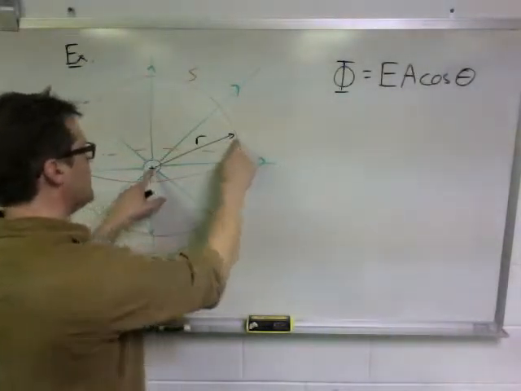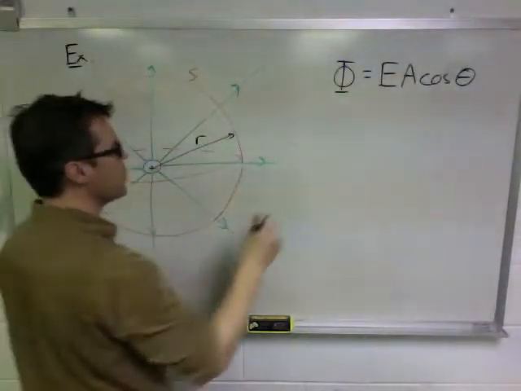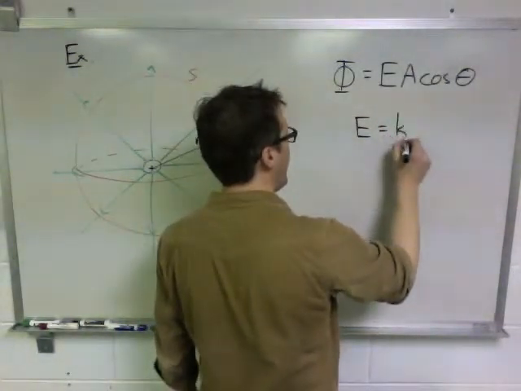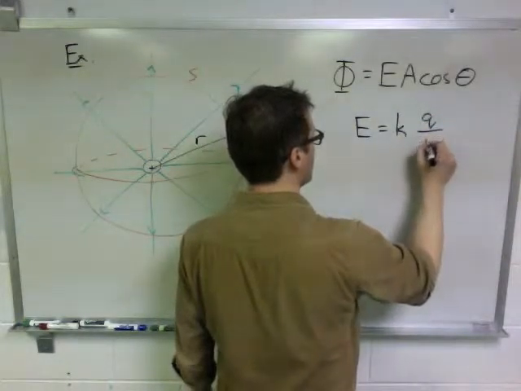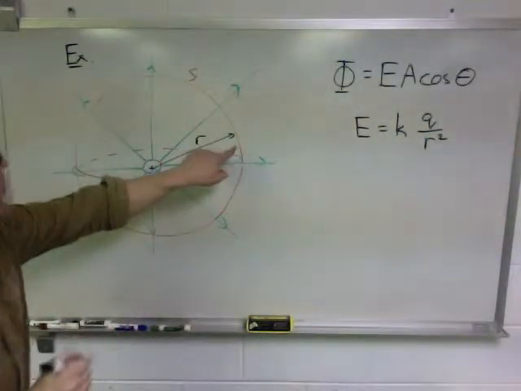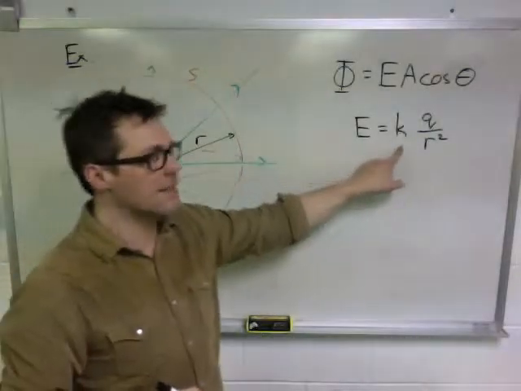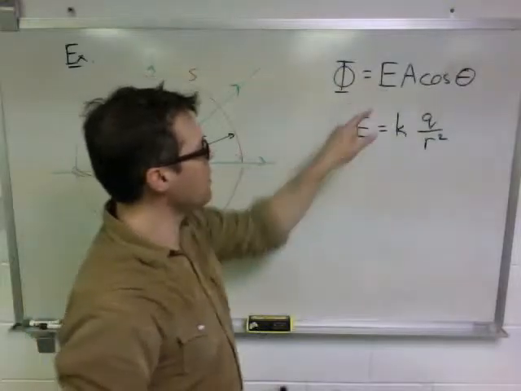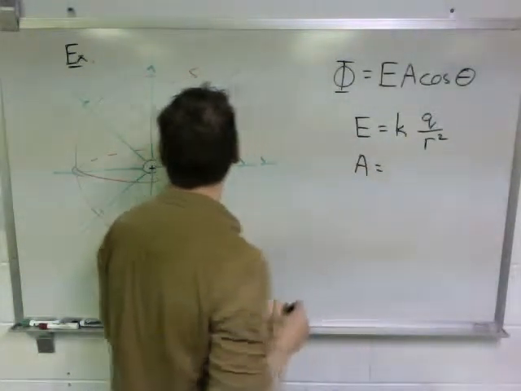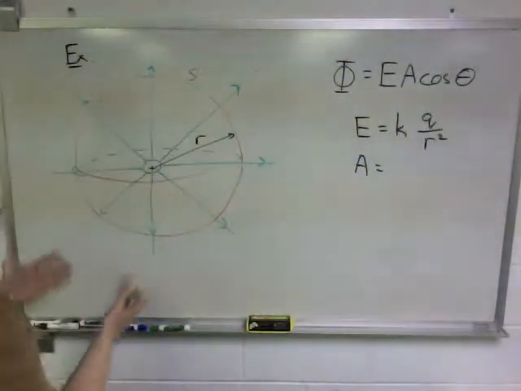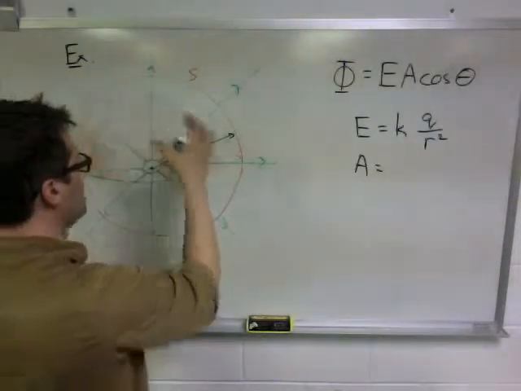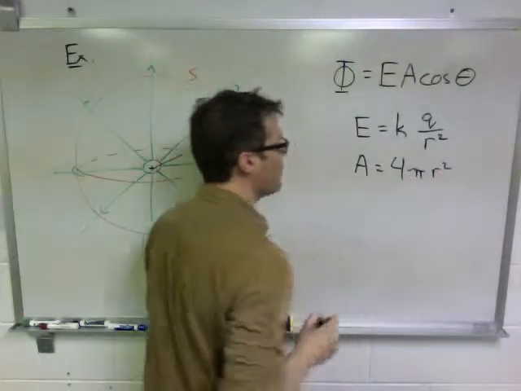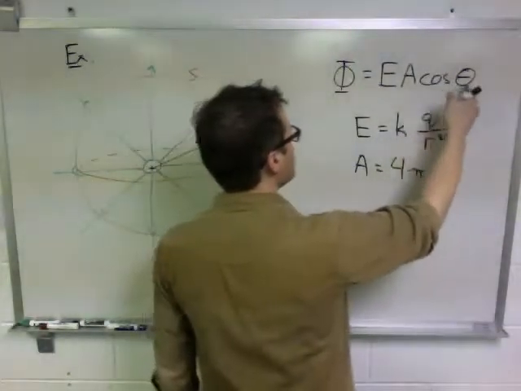Well, we know at some distance r away from a point charge, the magnitude of E is going to be k times Q over r squared. So at all points on this surface S, that's the magnitude of the electric field. Okay, so we've got the E portion. What about the A? Well, in this case, we're talking about the surface area of a sphere. You may not remember this, but that's just 4 pi r squared. Now what about this cosine theta?